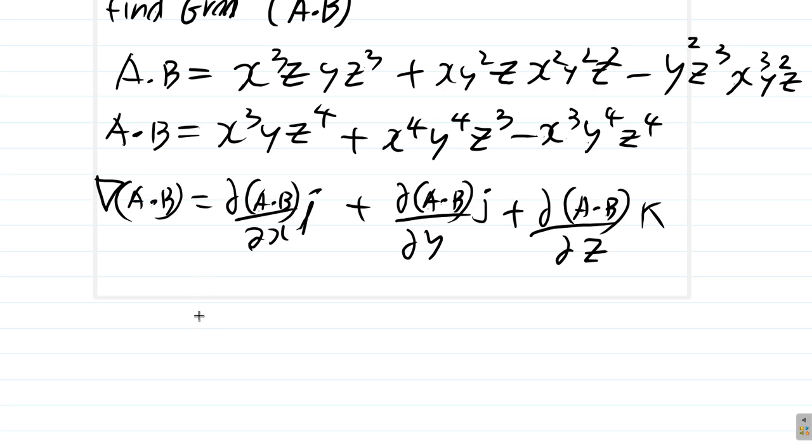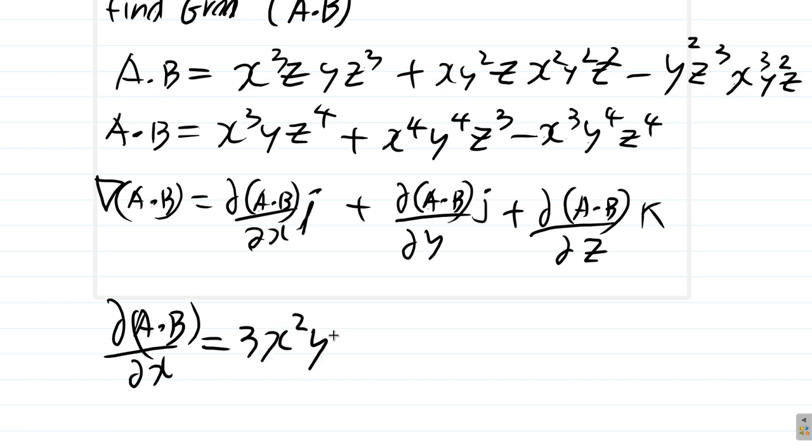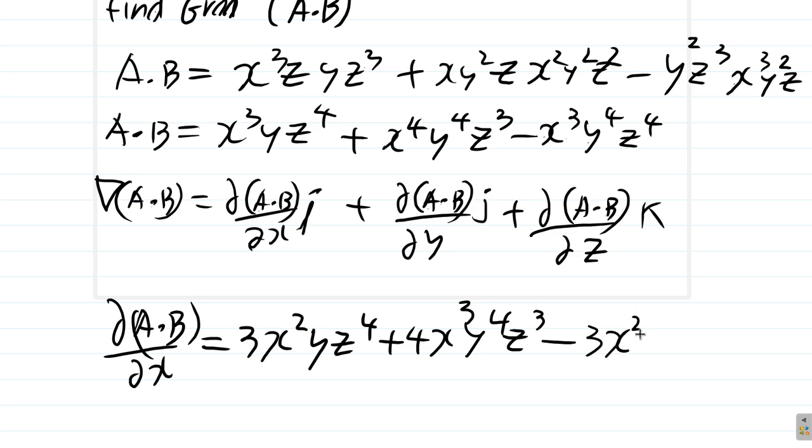Now here, what is the partial of A dot B by partial x? We'll differentiate that. It's going to be 3x squared y z to the 4th plus 4x cubed y to the 4 z cubed minus 3x squared y to the 4 z to the 4th. Alright.